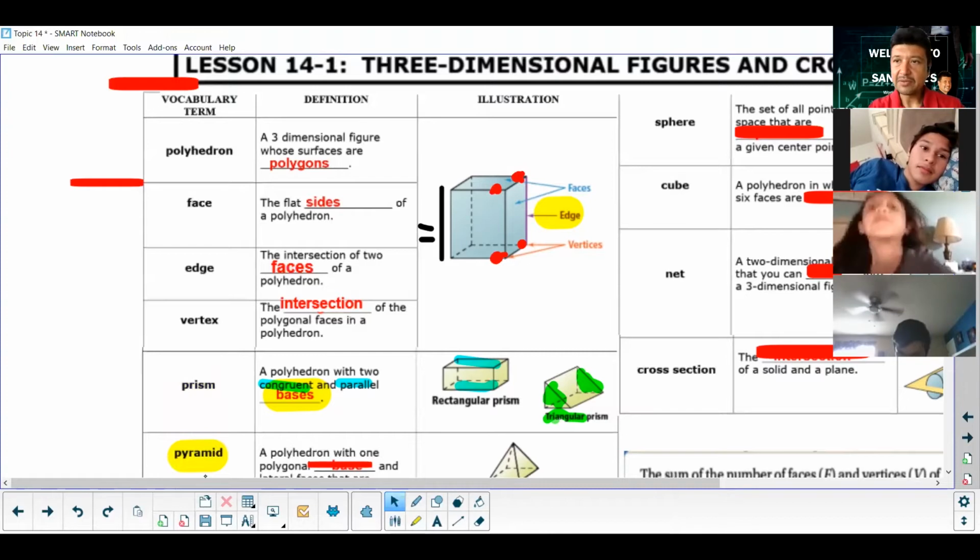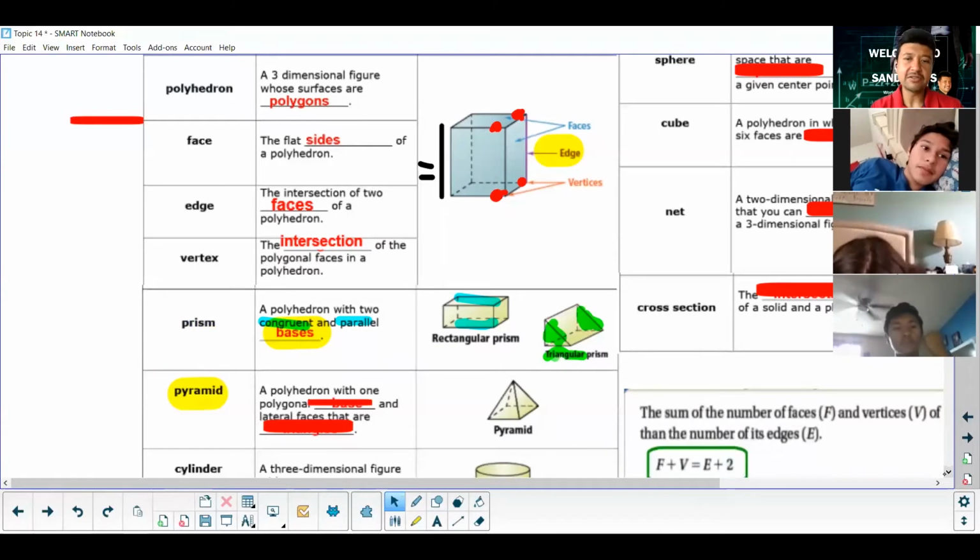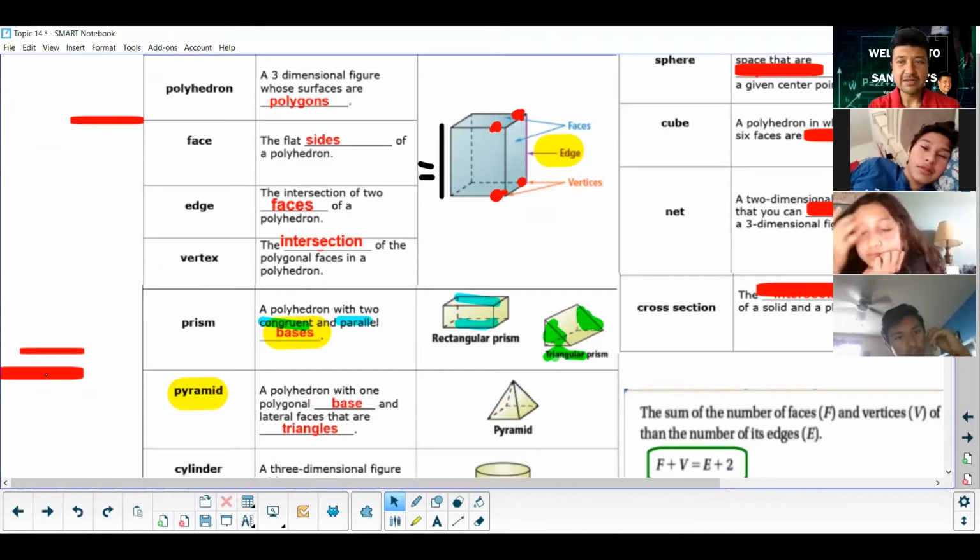Max, go ahead and read the next one. Start with the definition of a pyramid. If you don't hear me say it, you have to say it so that everybody can understand. A polyhedron with one polygon blank and lateral faces that are blank. Yeah, so we have one polygonal base and lateral faces that are triangles, right? So that's what makes a pyramid. And there's a good illustration, a good solution to that over here.